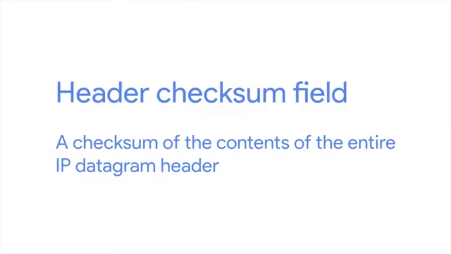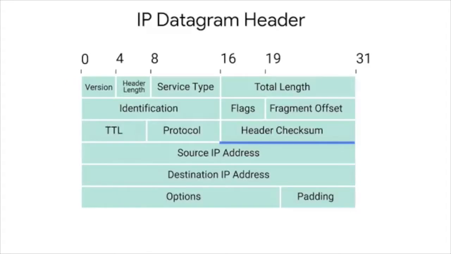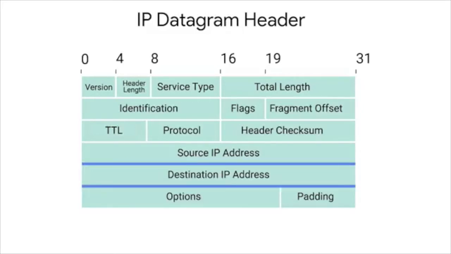This field is a checksum of the contents of the entire IP datagram header. It functions very much like the Ethernet checksum field we discussed in the last module. Since the TTL field has to be recomputed at every router that a datagram touches, the checksum field necessarily changes too. After all of that, we finally get to 2 very important fields, the source and destination IP address fields.